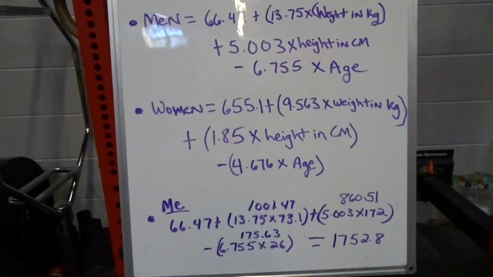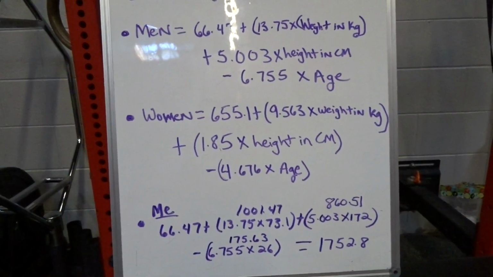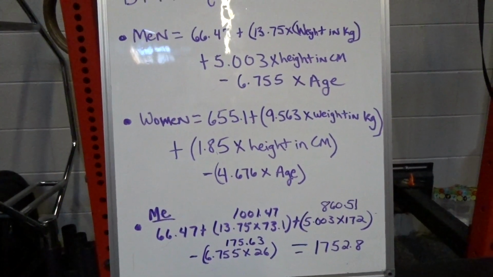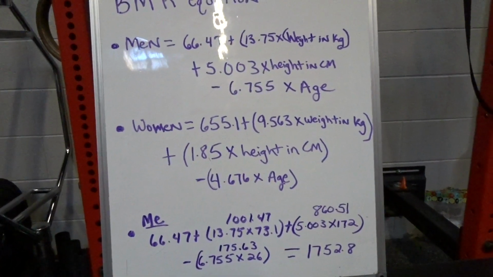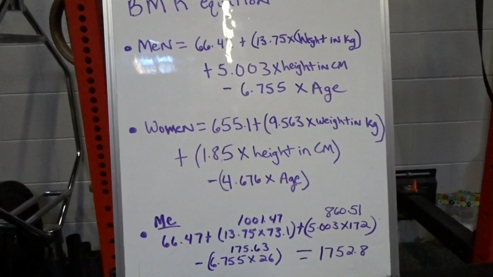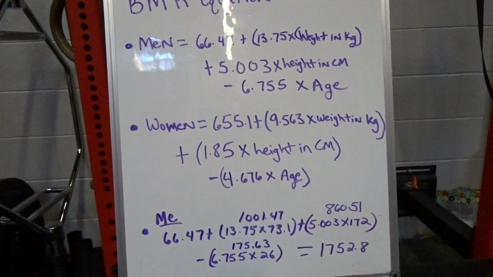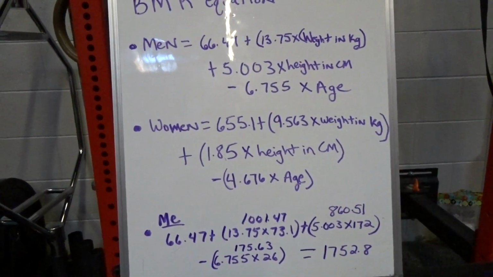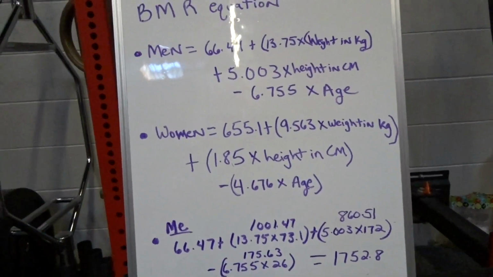And then for women, as you see here, it's a little different: 655.1 plus 9.563 multiplied by your weight in kilograms, plus 1.85 multiplied by your height in centimeters, and then you subtract 4.676 times your age, and then that will spit out your basic metabolic rate.